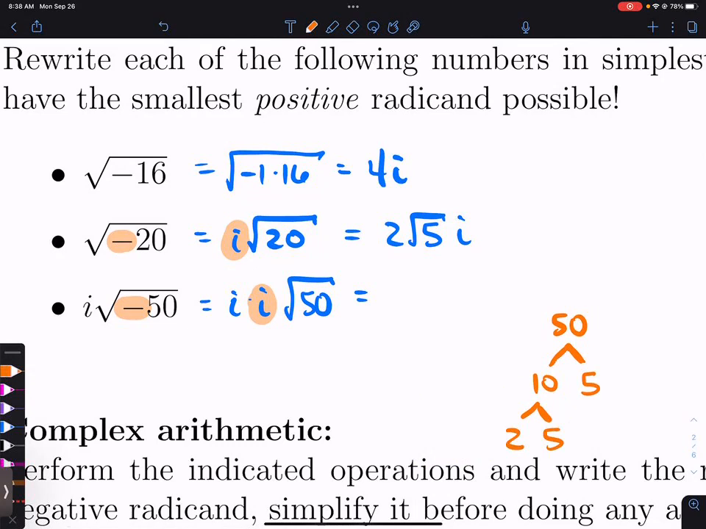So how do we break up the square root of 50? 5 square root of 2, right? Because it's 5 times 5 times 2. Anything that shows up twice, because it's a square root, can come out. So 5 times the square root of 2.